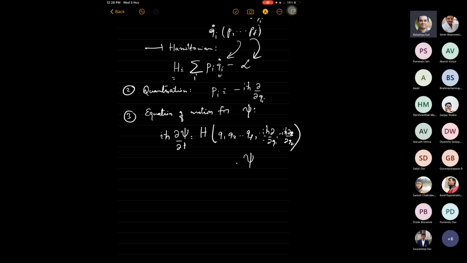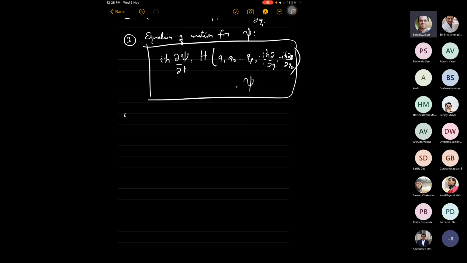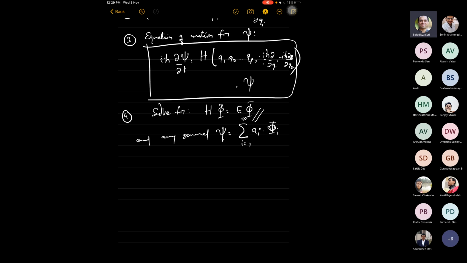So on, acting on psi. Okay, so this is the Schrodinger's equation, the time dependent one. To solve this, solve for H phi equal to E phi, and any general psi is now a function of i equal to 1 to whatever. In general, there are infinite such energy eigenvectors, and it will be some A1, ai times phi i, which is a superposition of these infinite dimensional basis vector space. Solving for this eigenvalue equation is what we usually mean by solving a problem.